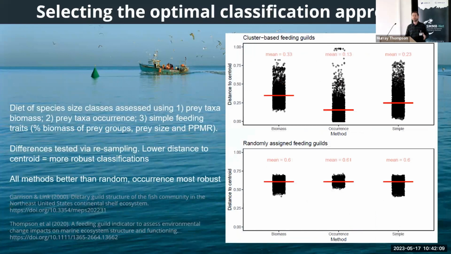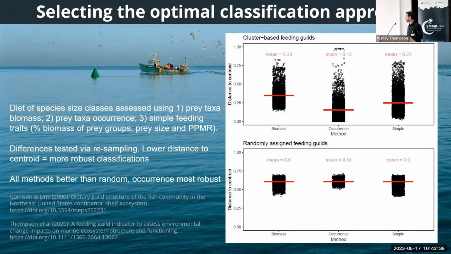So the next thing we had to do was test which approach is the best way of classifying feeding guilds. And there have been a few that have been published before. So one of them, a key one, came out in 2000 by Lance Garrison and Jason Link, and that was in the US. And they used biomass of prey taxa. One I published in 2020 was really using prey occurrence. The reason I did it differently is because the data were different. We didn't have prey biomass, not in the same way. So this is where all the new science came in.